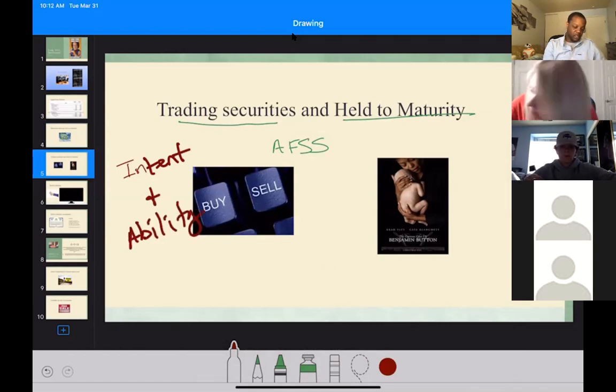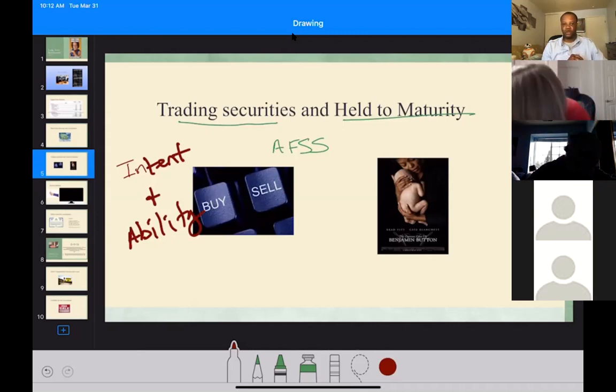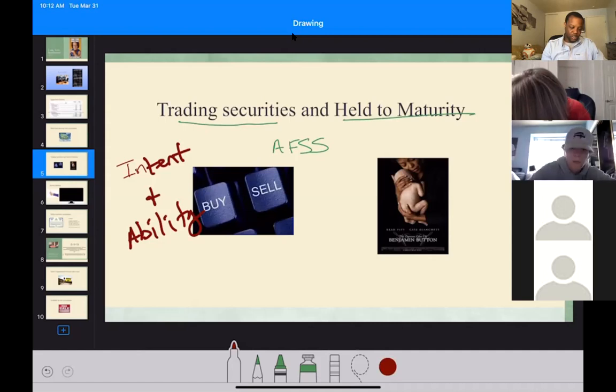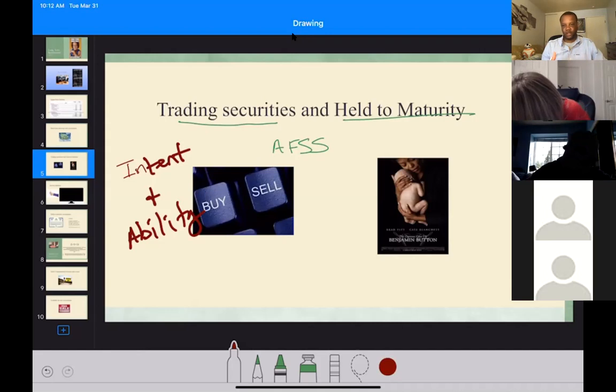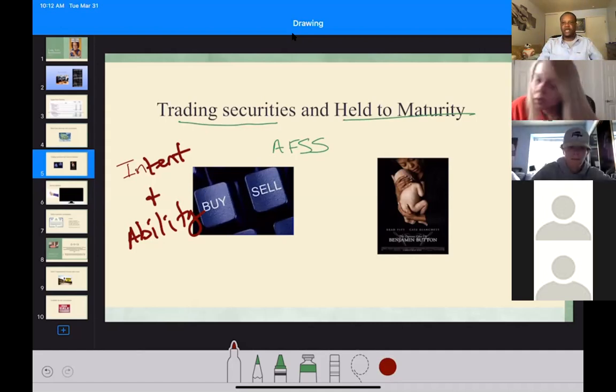And when it was a trading security, they intended to hold it for a short period of time in order to generate a profit. When it was held to maturity, they intended to hold that investment until it matures. And what that means is that there's some sort of contract or some sort of term attached to this investment. Can anyone think of an example of an investment that has a term attached to it?